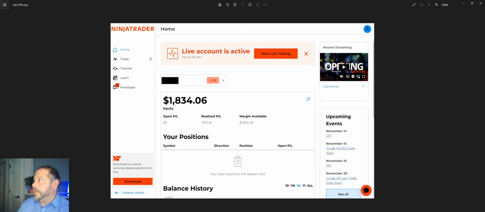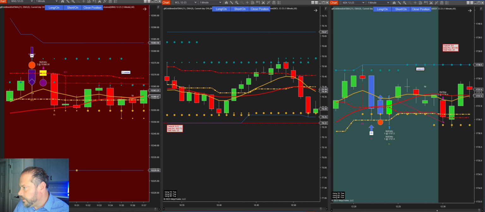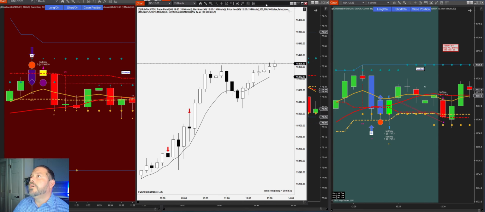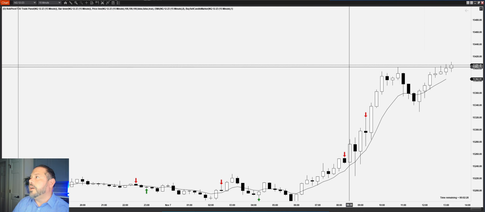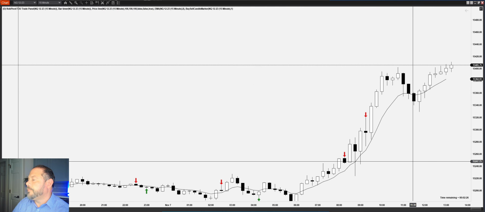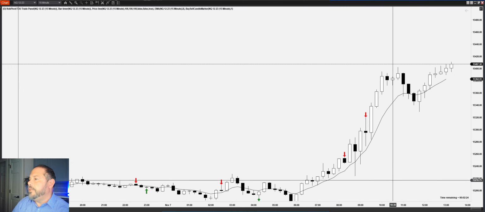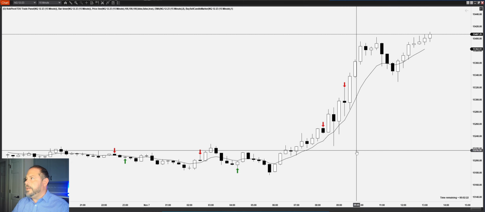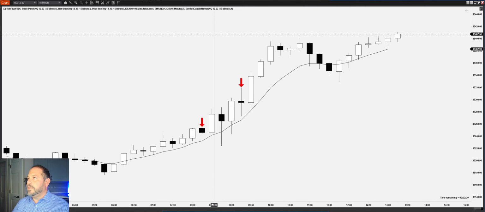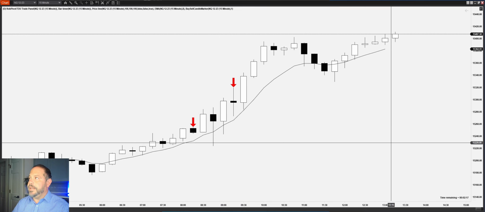So let me bring up some other scenarios that the day brought us. I'm going to first bring up oil here. I'm going to bring up the NQ. All right, so here's the NQ for today. This is the 15-minute candlestick chart. So as you can see today, no trade setups.